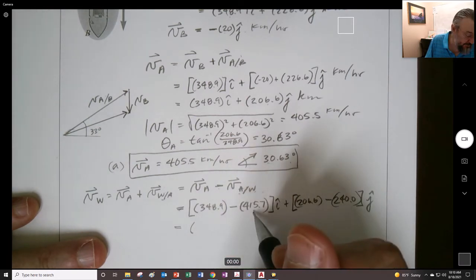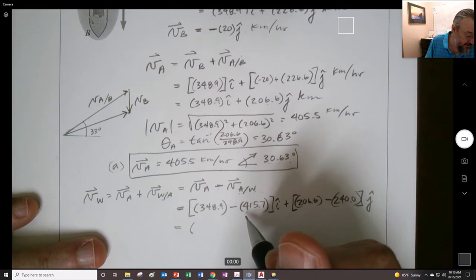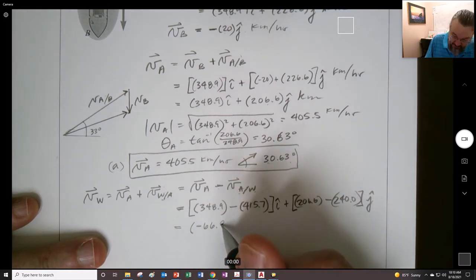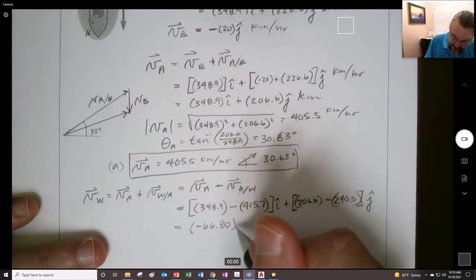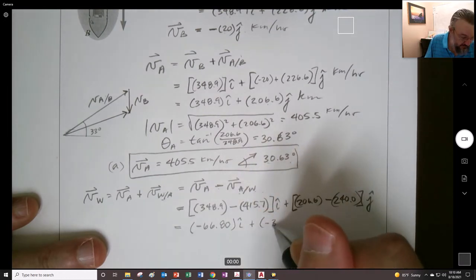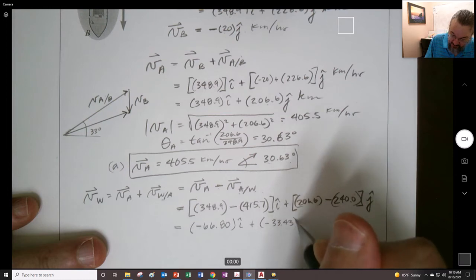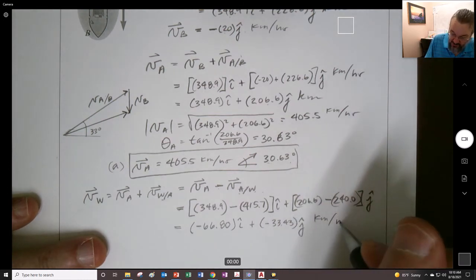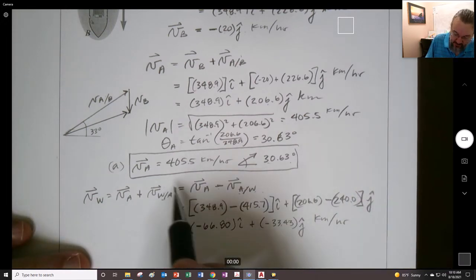And what we're left with is going to be, I believe, it's interesting. How did that happen? Oh, I see. Okay, it had negative 66.80 I plus negative 33.43 J kilometers per hour.